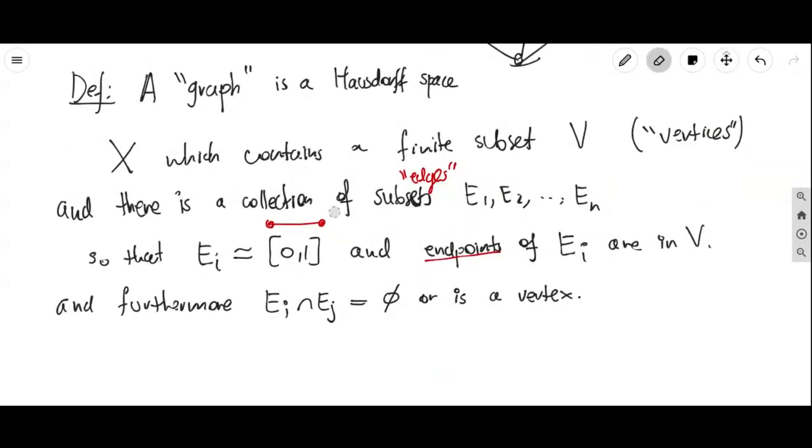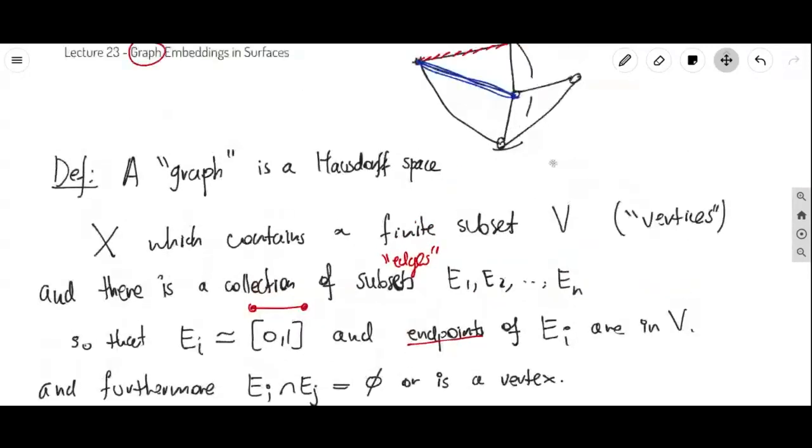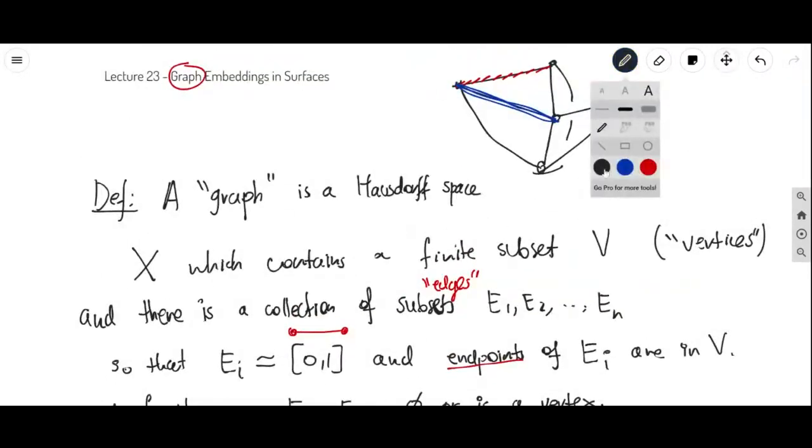So that is what we call a graph. These are the endpoints, and furthermore, they intersect in the empty set, or it could be a vertex. So that's the definition of a graph. I guess you can call this a topological graph.